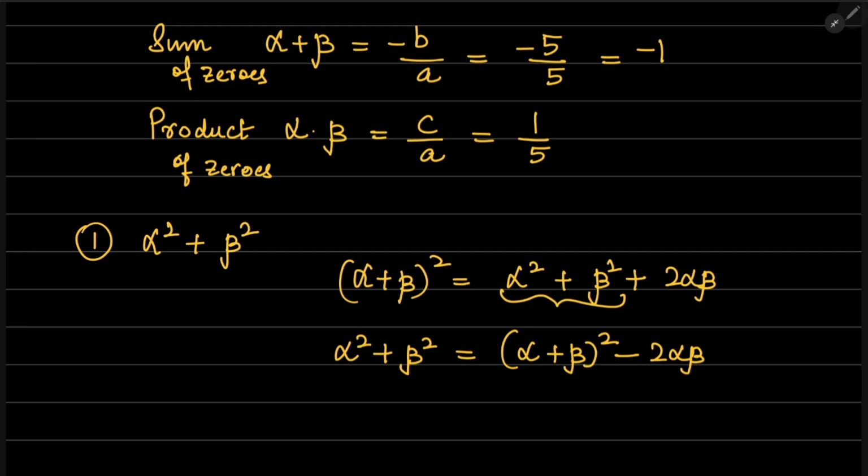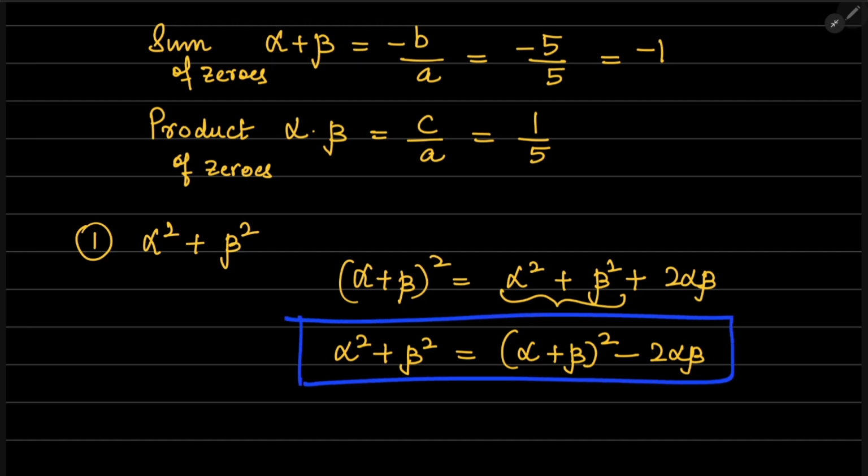I am going to put this in a box so that you will remember it. This is a very, very important identity. Please do remember it. Alpha square plus beta square is equal to alpha plus beta the whole square minus 2 alpha beta.